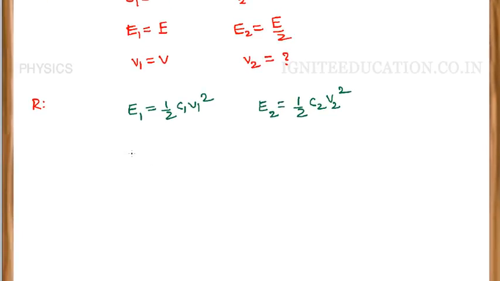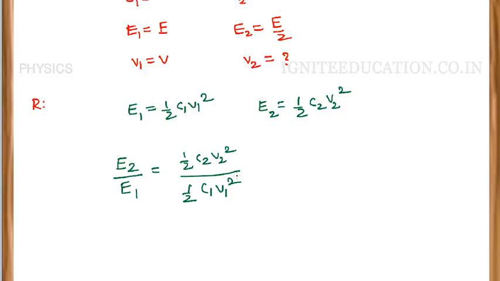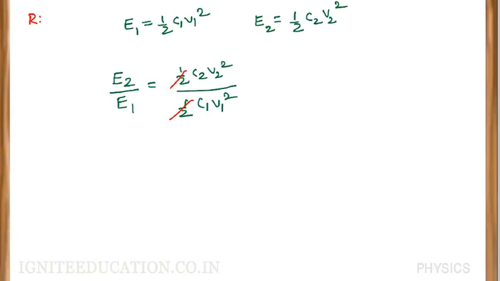Now I am taking the ratio between these two energies, that is E2 by E1. E2 by E1 is equal to half C2 V2 square divided by half C1 V1 square. So half gets cancelled. Now I am writing the given quantities. E2 by E1 is equal to E by 2 by E, is equal to C2 by C1, 2C by C, into V2 square by V square.